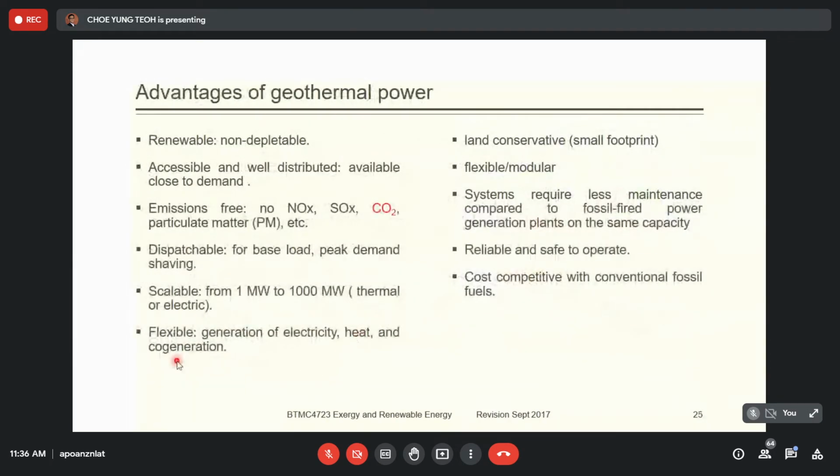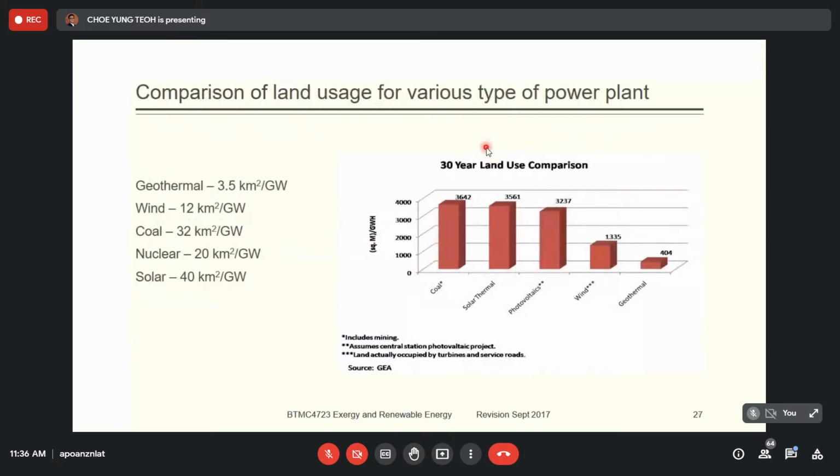Okay, then this is flexible, generating of electric heat and co-generation. Co-generation means that other than generating electricity, you still use the remaining heat for environmental heating. And then geothermal also has a very small footprint, land conservative. Okay, maybe I show you first.